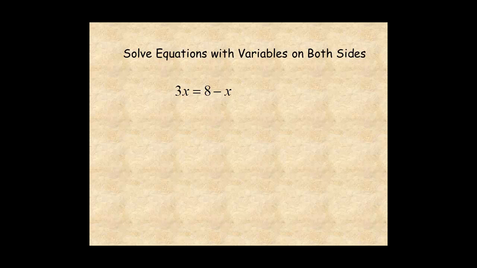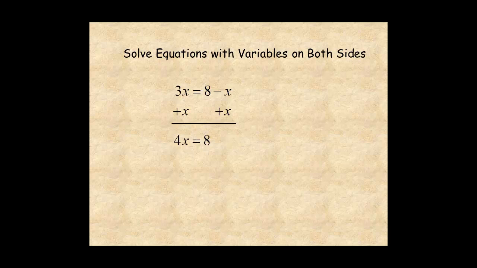In this equation, there's a 3x and a negative x on either side of the equal sign. Use inverse operations and add x to both sides. On the right, minus x plus x equals 0. On the left, 3x plus x equals 4x. And you get 4x equals 8.